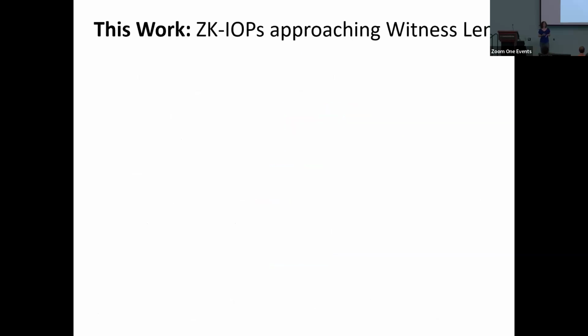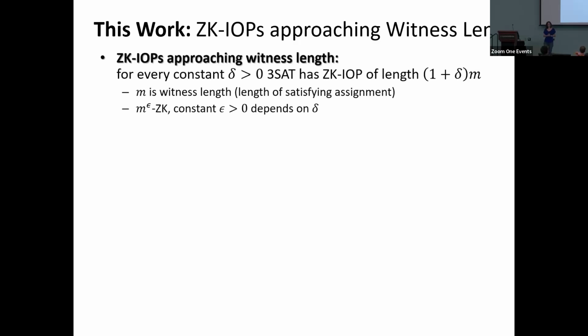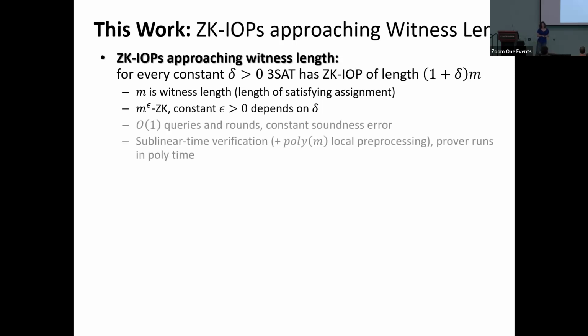And today I want to show you a construction of ZK IOPs approaching the witness length. So what we show is that for every constant delta, 3SAT has a ZK IOP whose proof length is 1 plus delta times the witness length M. So really approaching the witness length. And zero knowledge is against a verifier that makes M to the epsilon many queries for some constant epsilon that depends on delta. And actually we get good parameters in other parameters too. So the ZK IOP can be verified with a constant number of queries and with decent running times for the prover and verifier.